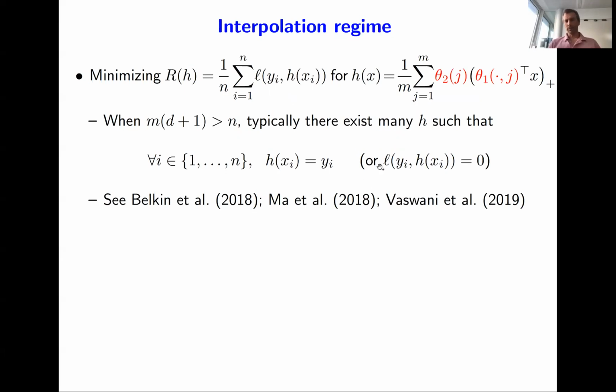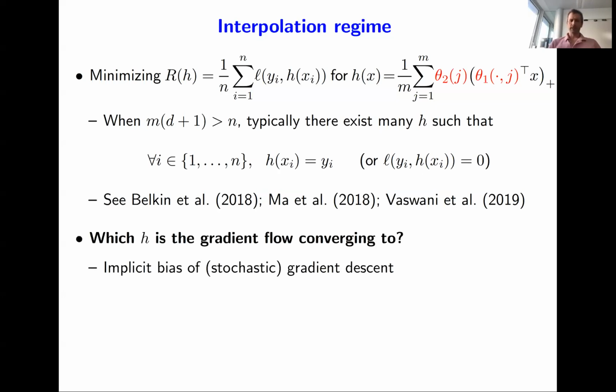And there are many people looking at this in terms of optimization. So the question is, to which edge do we converge? Okay, so we know we converge to the global optimum of the risk. So we know we're going to achieve 0 loss, but which one are we converging to? So this is really the key question, and this is often called the implicit bias of gradient descent. Okay, so we select one of the minimizers. Which one is it?